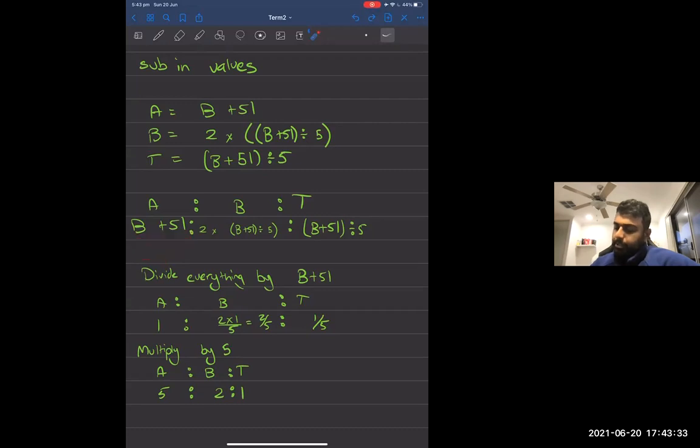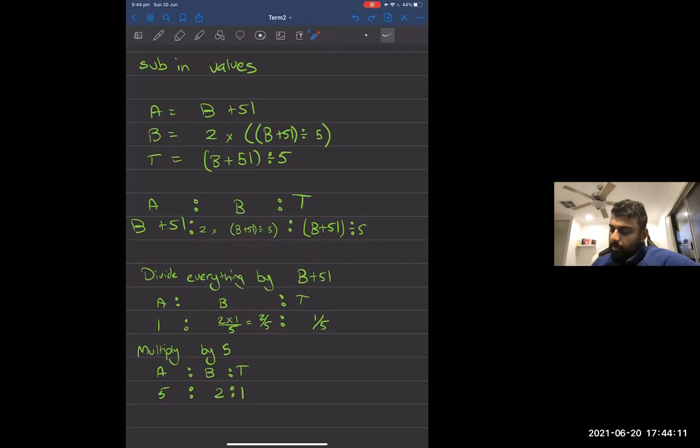1. Good. So A becomes 1. Do you understand? Yes. Now here, B plus 51, if I divide that by B plus 51, what does it become, Ahmed? 1. Perfect. So I have the 1 here. Do you guys see that? So that's why it becomes 2 multiplied by 1 divided by 5, which is 2 over 5. And then what's B plus 51 divided by B plus 51? 1. And that's why T becomes 1 over 5. Does everyone understand that?